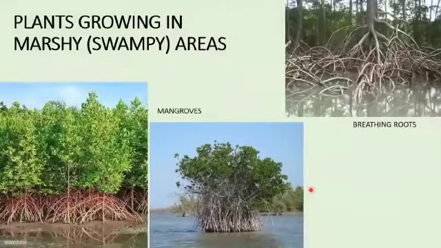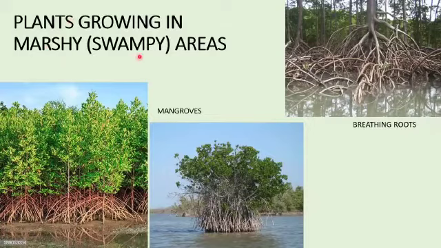Next category of plants which we are going to learn today is plants growing in marshy areas. Marshy means where there is lot of water and the soil is sticky, clay soil is there. So marshy areas have clay and sticky soil. Trees growing in these areas are called mangroves.